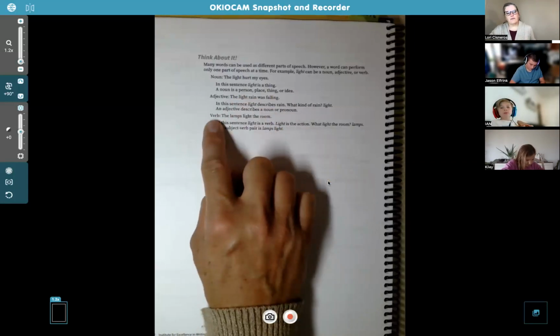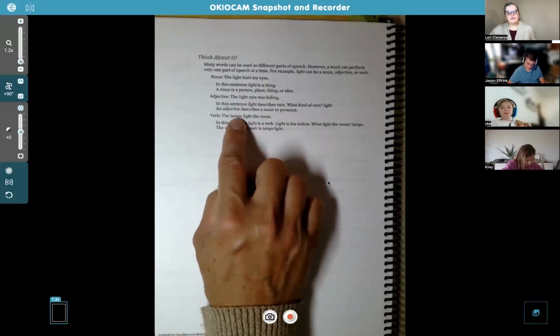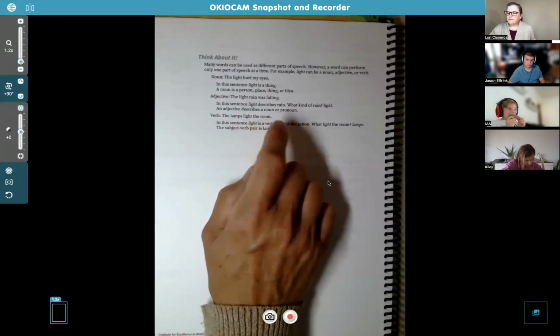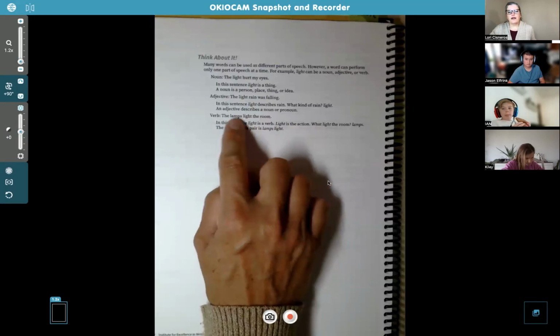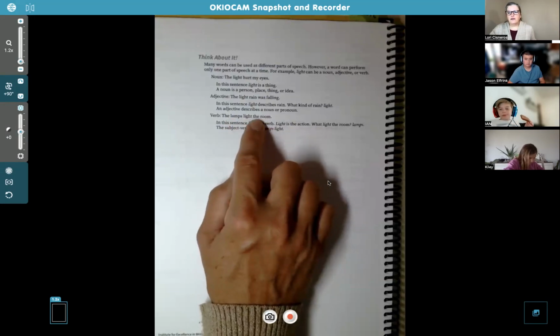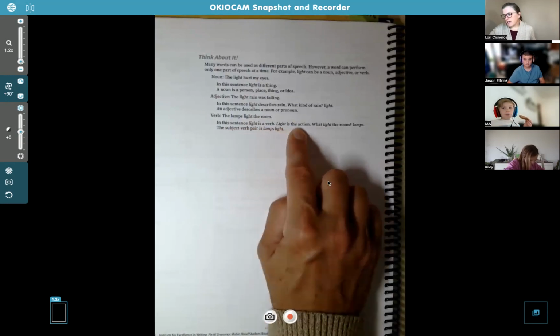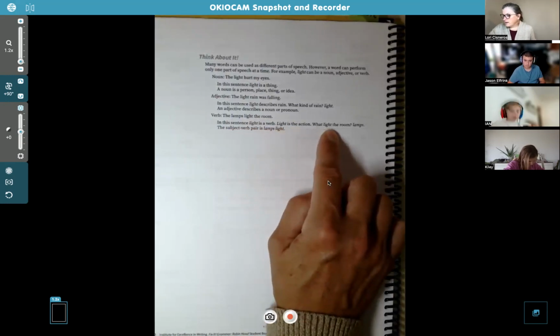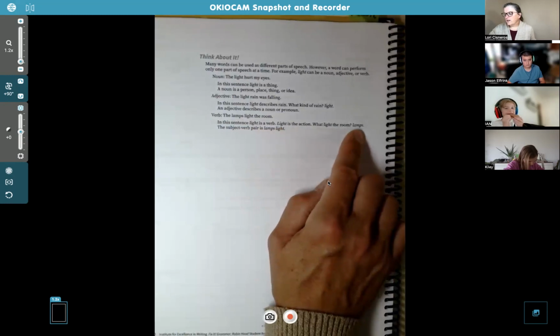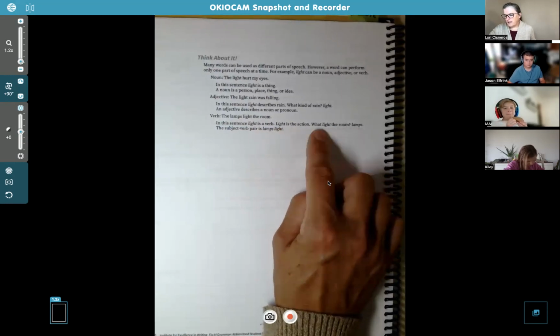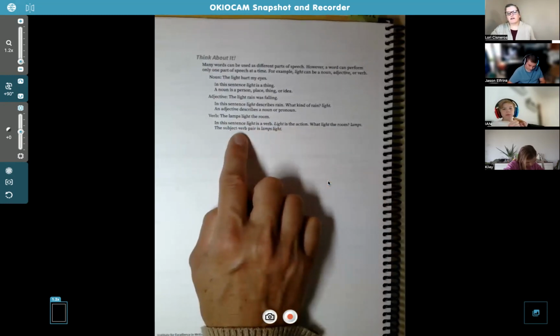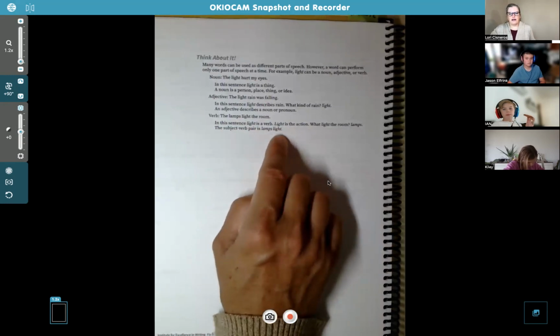And then the last example, the verb: the lamps light the room. Same word light, but the way it's used in that sentence is a verb actually. So light is the action. What light the room? The lamps. Okay, so the lamps light the room. It's a subject verb pair, lamps light.